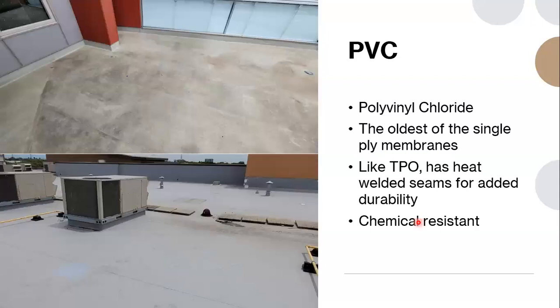And then similar to a TPO, but an older system and somewhat different as far as the chemical makeup goes, would be PVC or a vinyl membrane. So this is the oldest of the single ply membranes. And indirectly, we get asked about this a lot because we find that a lot of people want to know more about Duradec. So Duradec is a brand of a vinyl membrane.